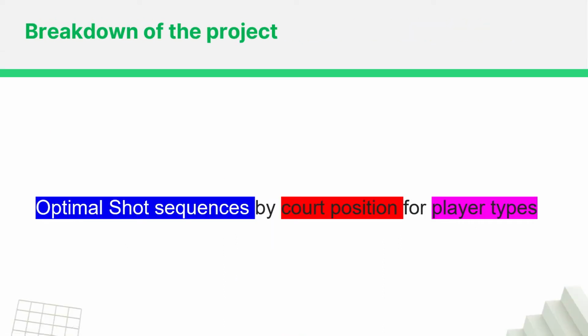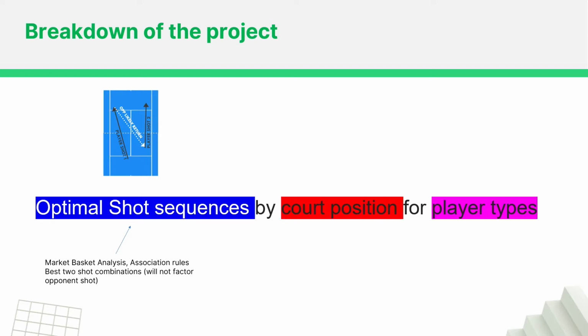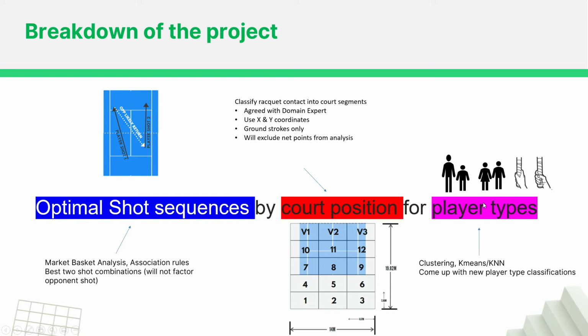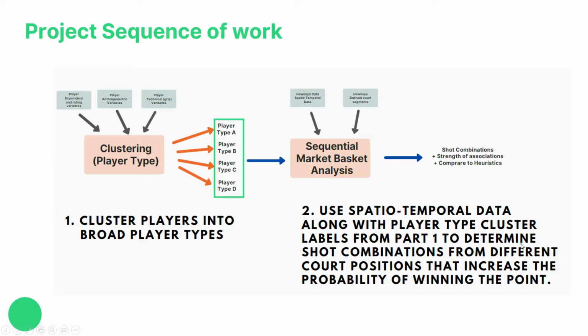So in a nutshell, my project is about optimal shot sequences, using affinity analysis, market basket analysis for that component; court positions, where I've derived new court tessellation segments that are more aligned to the modern game; and finally using unsupervised learning to come up with a more representative player cluster, which I think more coaches will be able to buy into. In terms of the sequence of how this project was done, the first component was the clustering, and once that was done, I applied it onto the spatiotemporal data and applied sequential market basket analysis on top of that.